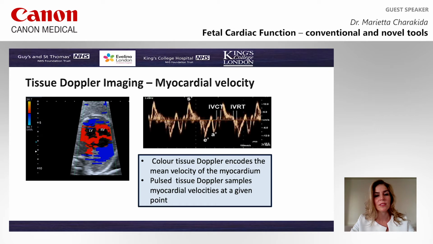Tissue Doppler imaging is a novel methodology. The color tissue Doppler encodes the mean velocity of the myocardium. The myocardium is colored and the blood pool is black, and we can use pulsed tissue Doppler to sample myocardial velocities at a given point. From this technique, we can also calculate the timing intervals in the same way that we did in the pulsed Doppler.